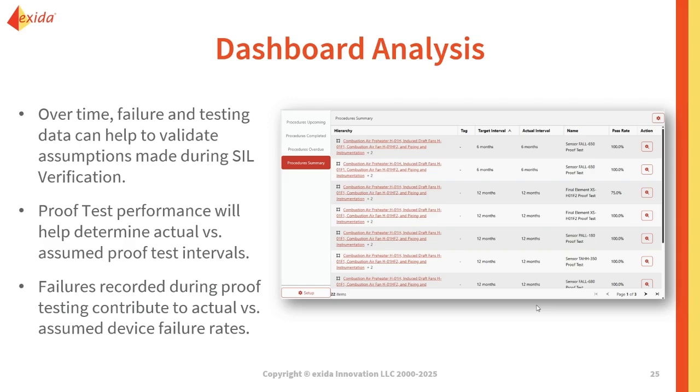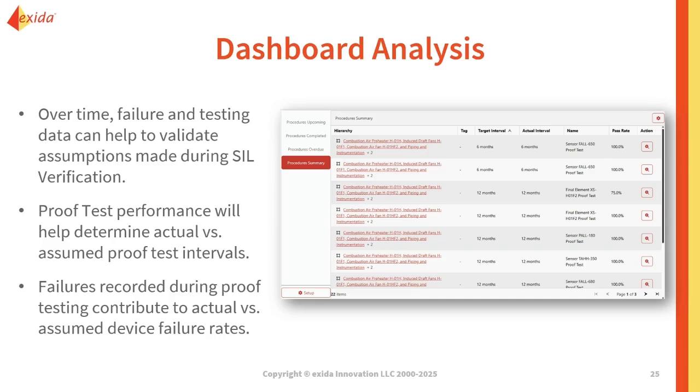And so we know that's another one of the important parameters in our SIL verification, and Silstat will help us keep track of that. In the event there is a failure revealed by a proof test, you also are recording the failure detail. And so this is going to help us to compare our actual versus assumed device failure rates that are used in Silver. Over a good number of operating hours, you will actually be able to see the failure rates that you are experiencing on site and compare them to the ones that we've assumed in the SIL verification.